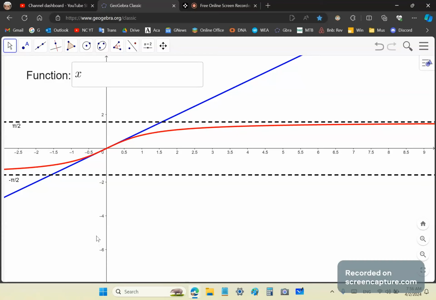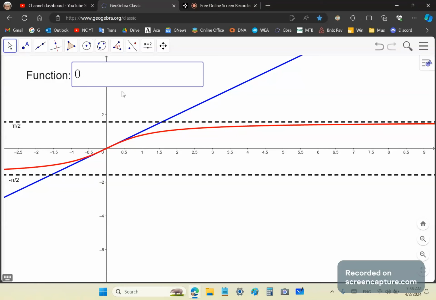Well, the trick is instead of plotting the y value as an ordinary number, we plot it as a slope. Okay, so that means rather than plotting x, we're actually plotting the inverse tan of x. Okay, so this is the inverse tan of x up here.